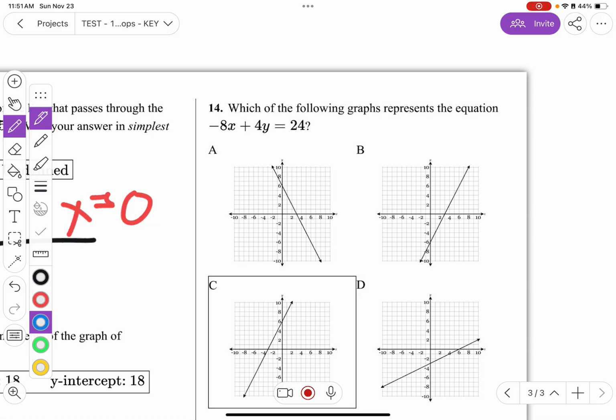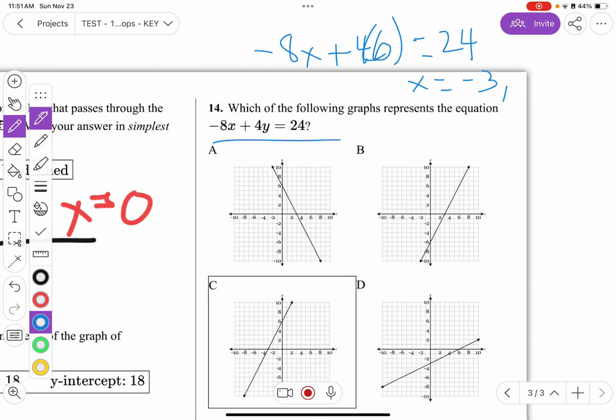Okay, so then you can carry on and say, well, what are the x and y intercepts from this? And let's find the equation. So we look at this and say minus 8x plus 4 times 0 equals 24. Okay, so minus 8 times minus 3. So x equals minus 3 when y is 0. So you have minus 3, 0 is a point we're looking for.